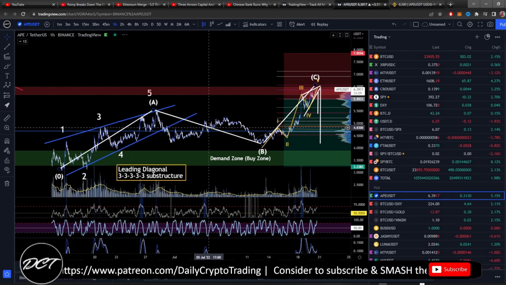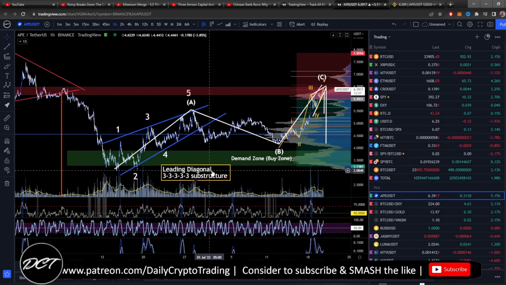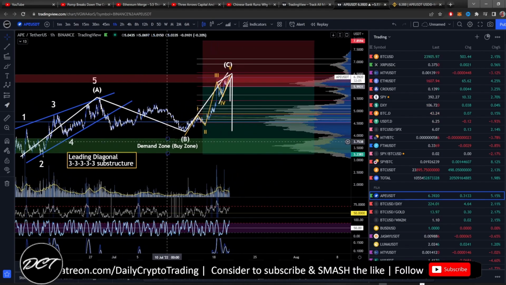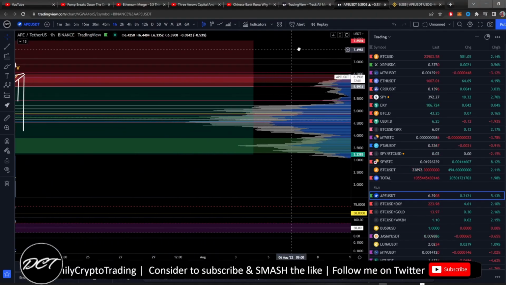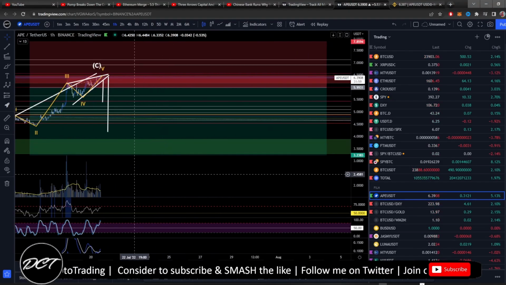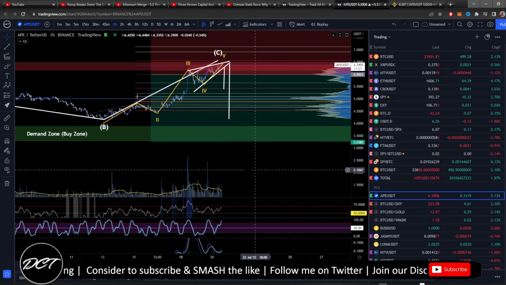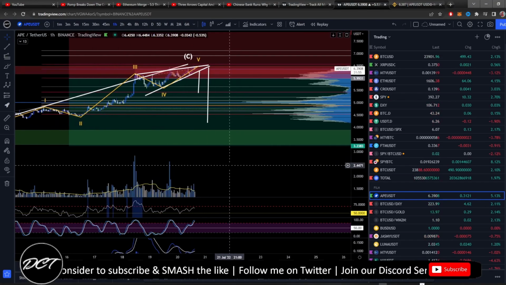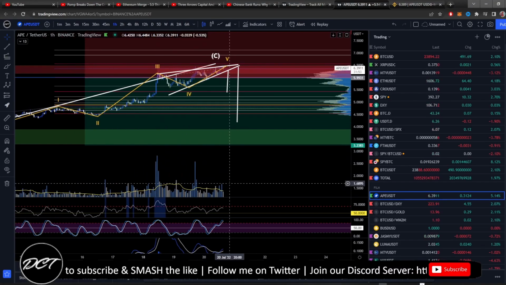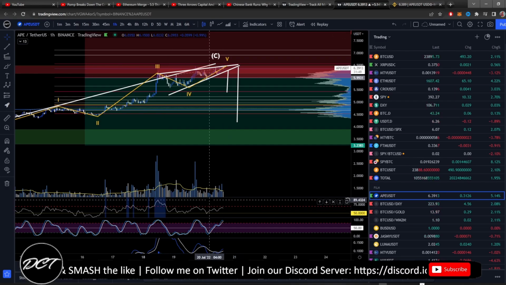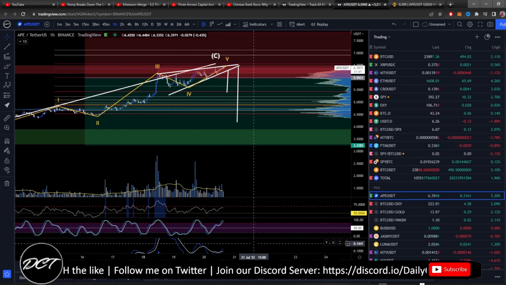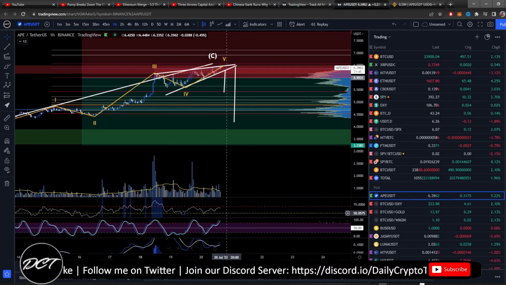we are in this leading diagonal, right? So after a C wave, you usually see a correction right after, right? We just need to know where the C wave pretty much ends. And if we zoom in into the 1 hour chart, we are losing volume. We have a bearish divergence in the RSI stock, and the MACD. So we are losing momentum.